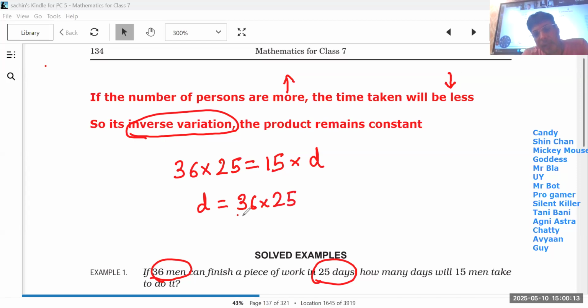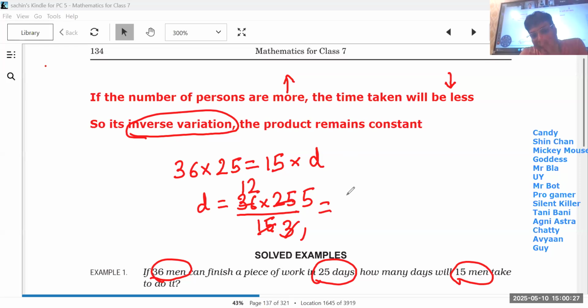So D will be equal to 36 upon 25 divided by 15. Solve this and the answer will come. 5 3s are 15, 5 5s are 25, 3 1s are 3, 3 12s are 36. So 15 men will take more number of days. How much more? That will be 60 days.